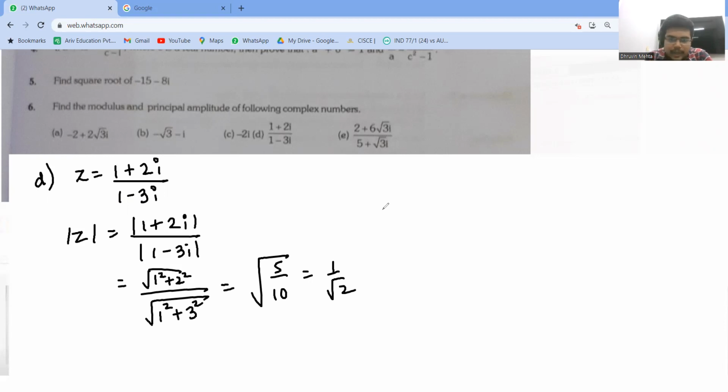Now argument. So argument of z in this case. Achha, by the way, I hope you know argument is amplitude. I forgot to tell you. Argument and amplitude are one and the same. Okay, sir. So we have to find the argument of 1 plus 2i upon 1 minus 3i.